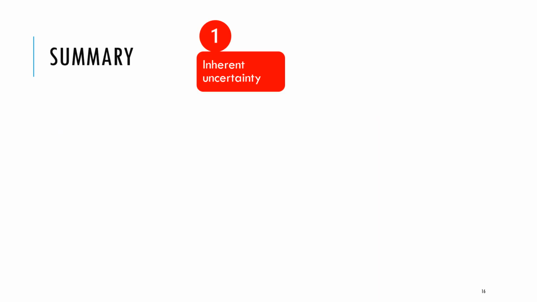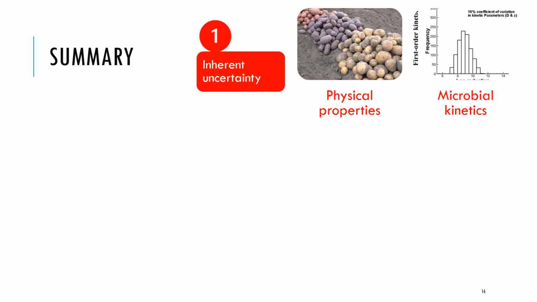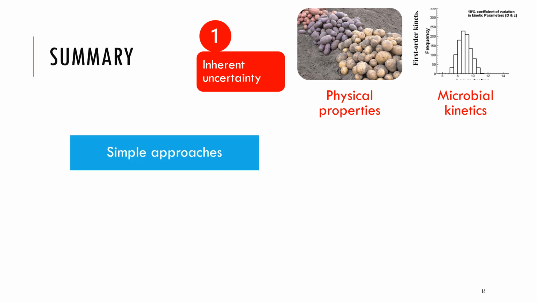Summarizing then, one of the two sources of uncertainty in a model is the inherent uncertainty due to biological or other variability, like these: variability in physical properties or variability in biological kinetics. The other type of uncertainty, that we are not going to get into in detail, that we mentioned, is the knowledge uncertainty. Okay, so this inherent uncertainty, there's two straightforward ways to estimate this uncertainty, and it is to run the model either for a range of values or for a distribution.